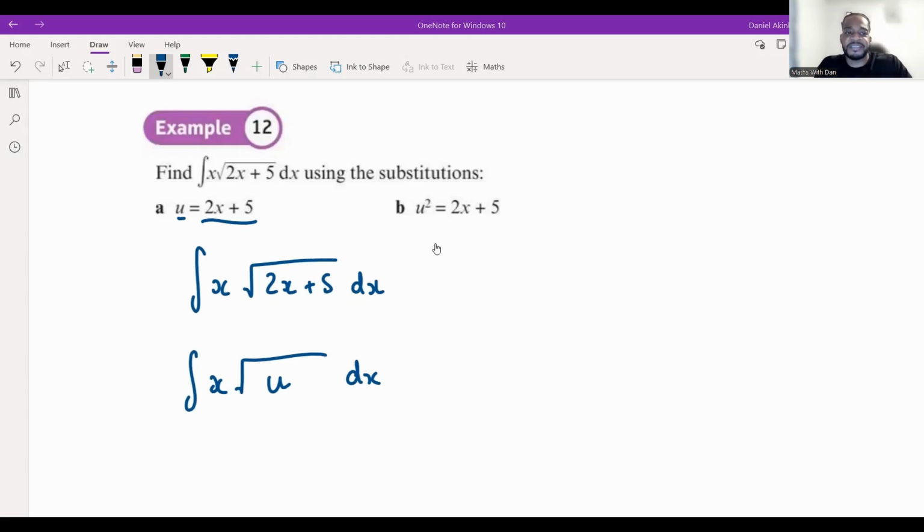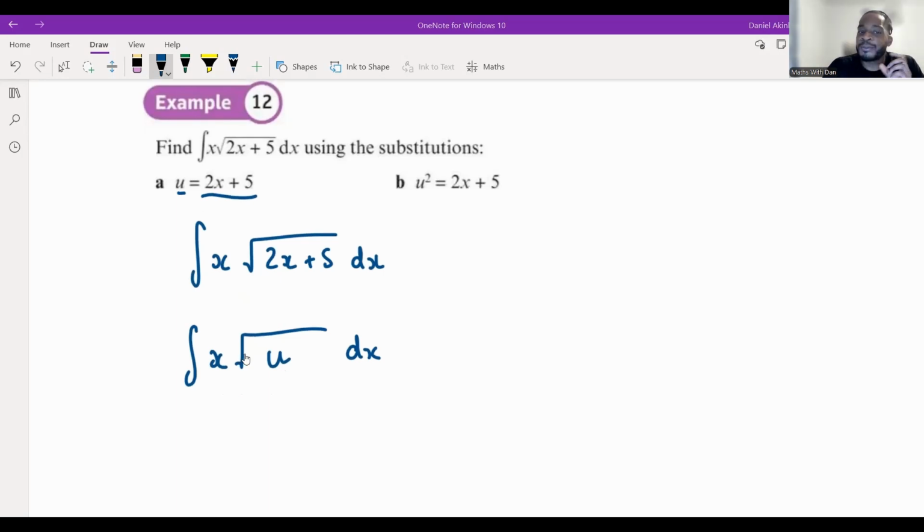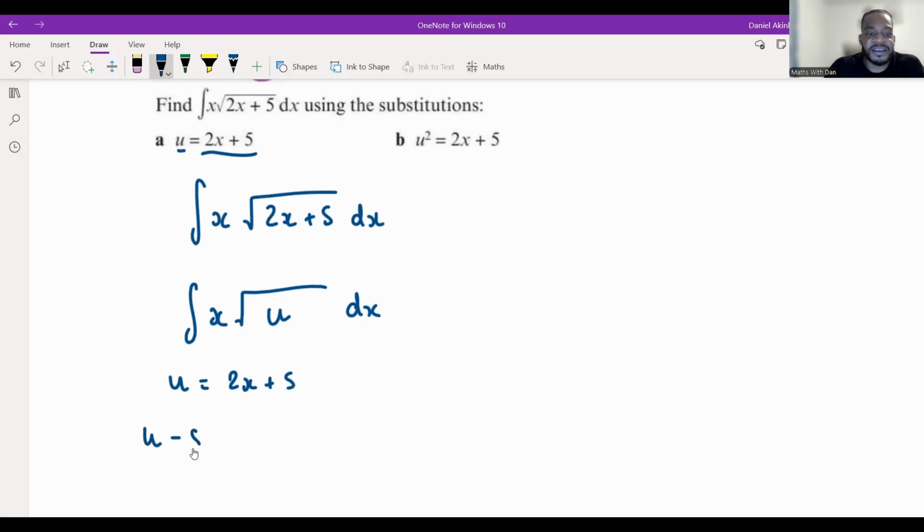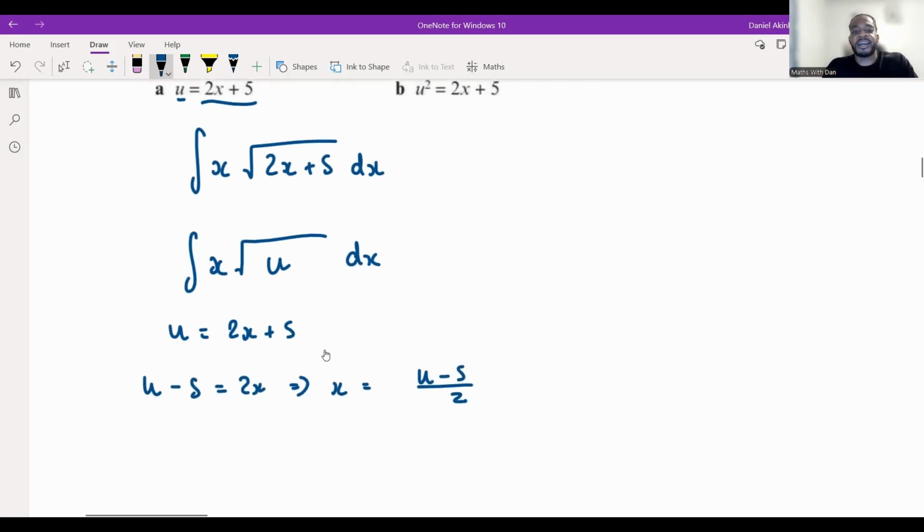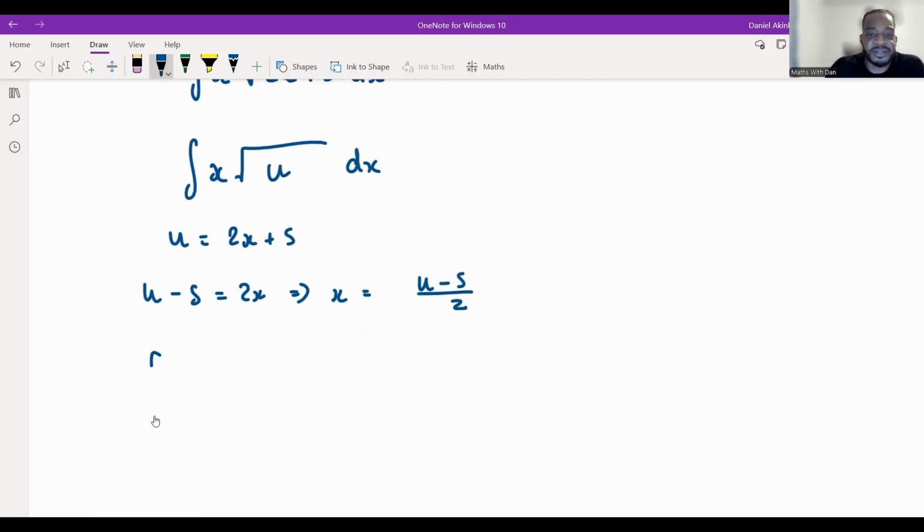Okay. Now, what else do I have? Well, I've got an x there. I don't want an x. I want a u. I need to get x in terms of u. So if u equals 2x plus 5, that means that u take away 5 is 2x, obviously. And that means that x must be equal to u minus 5 divided by 2. And then I can update that a bit more. So I can say that we've got u minus 5 over 2. I've got that root u over there, and I've got dx. Are we happy with that so far, guys? Does that make sense?